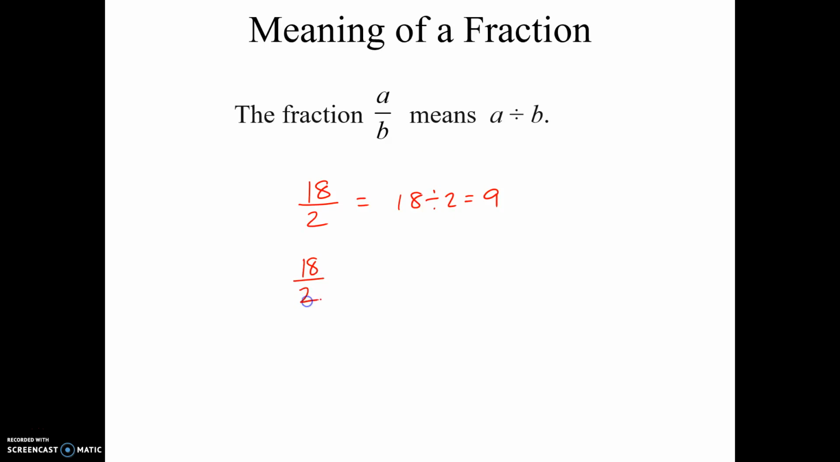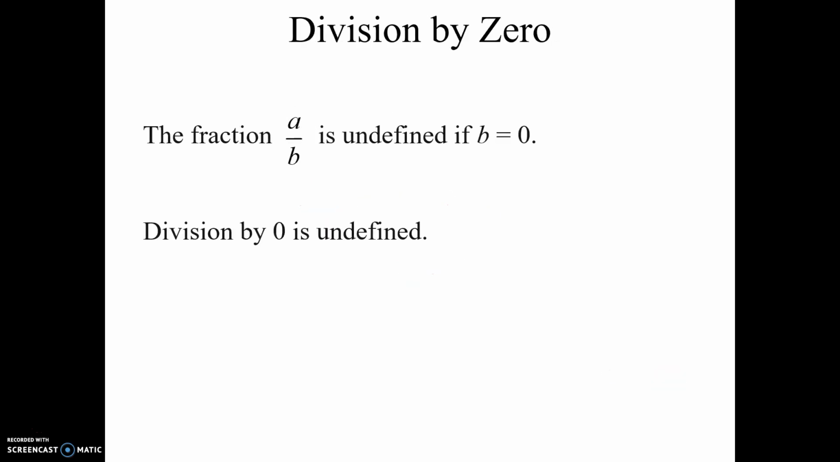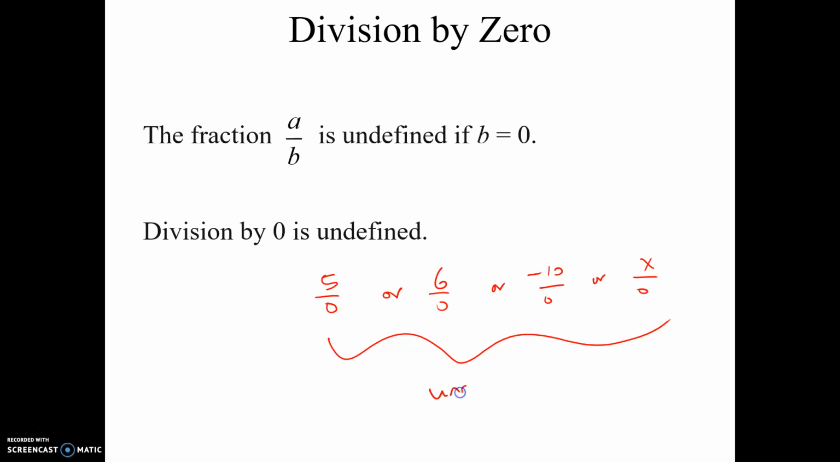Another way to simplify this, we find a number that can divide both the numerator and denominator. Since 2 can divide the numerator and 2 can divide the denominator, 18 divided by 2 is 9, 2 divided by 2 is 1, and 9 divided by 1 is 9, which will give us the exact same result. The fraction a over b is undefined if b is equal to 0. Division by 0 is undefined, so if you have 5 over 0, or 6 over 0, or negative 10 over 0, or really any number over 0, then these are all undefined.